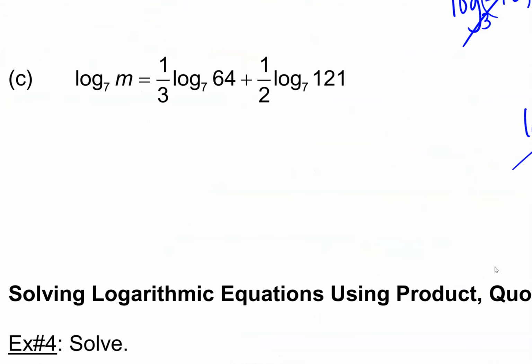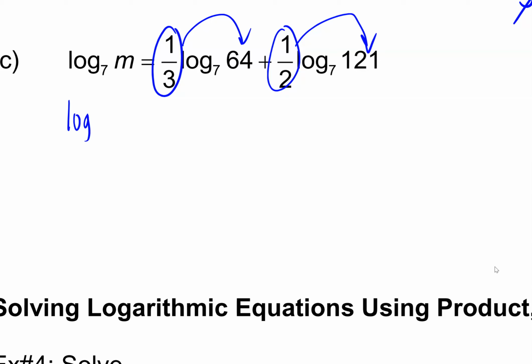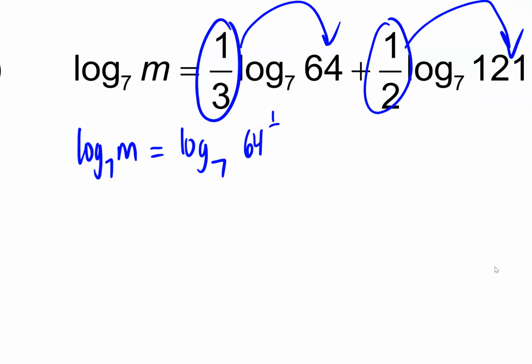Okay, let's go down to C. So I have log base 7 of m equals 1/3. Oh my gosh, look at all this nonsense. So if it's a coefficient, you bring it up as an exponent. So now I have, let me zoom in a little bit, run out of room. Alright, so I have log base 7 of m is equal to log base 7 of 64 to the 1/3 power plus log base 7 of 121 to the 1/2 power.